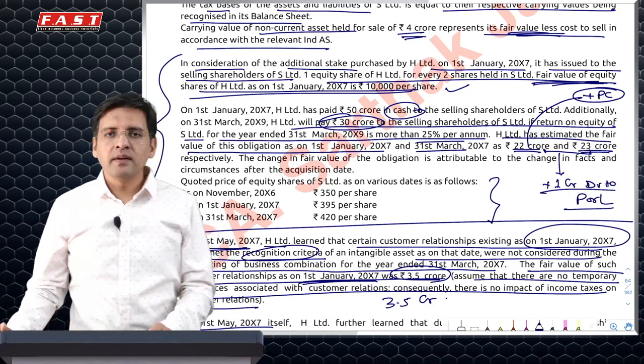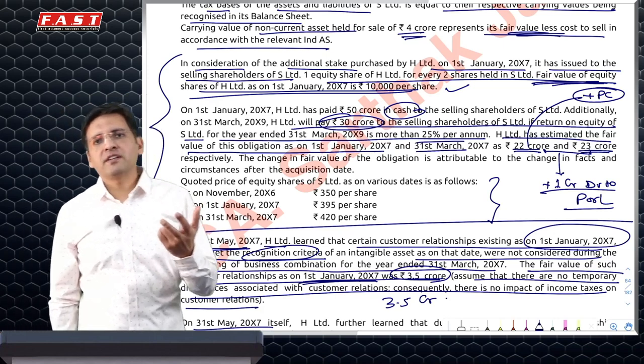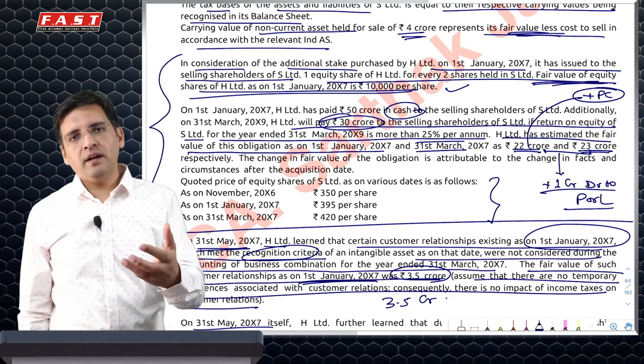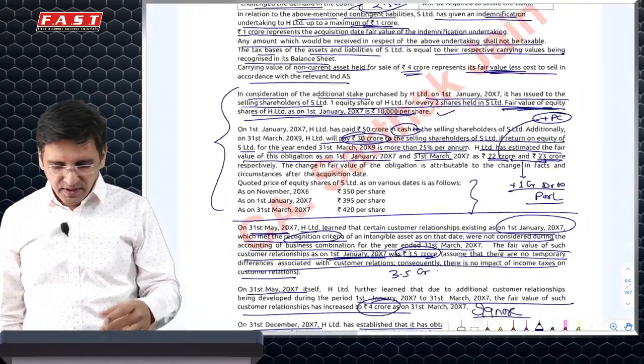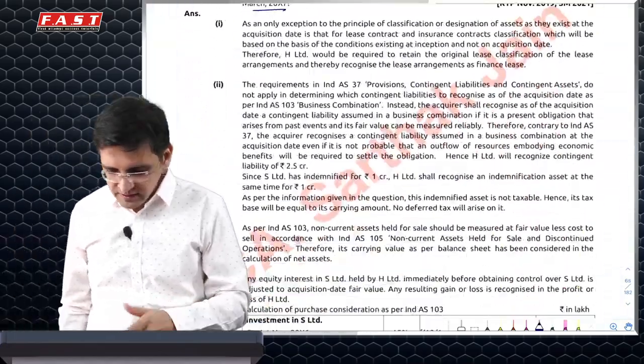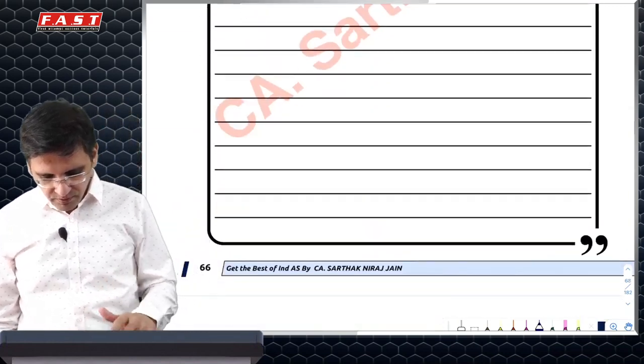So contingent consideration, if it is in the form of cash to be paid, will be treated as a financial liability measured at FVTPL, fair value, and gain or loss transferred to PRL will not affect your PC. So this is the individual adjustment which I have explained, and then you have the consolidated complete answer for it, which you can go through.